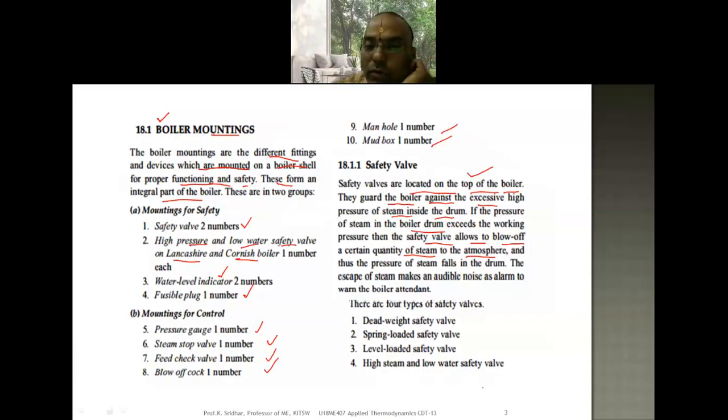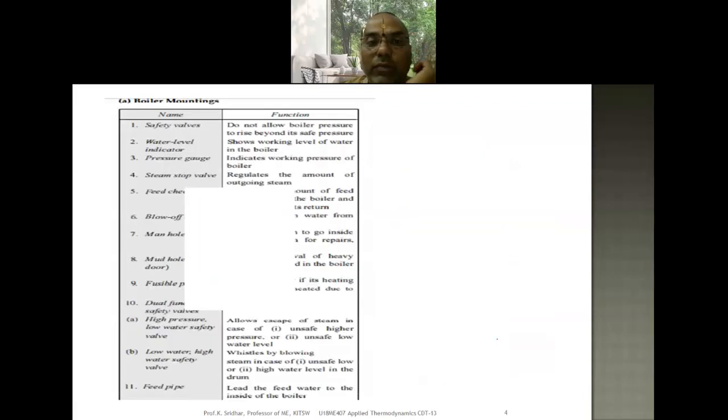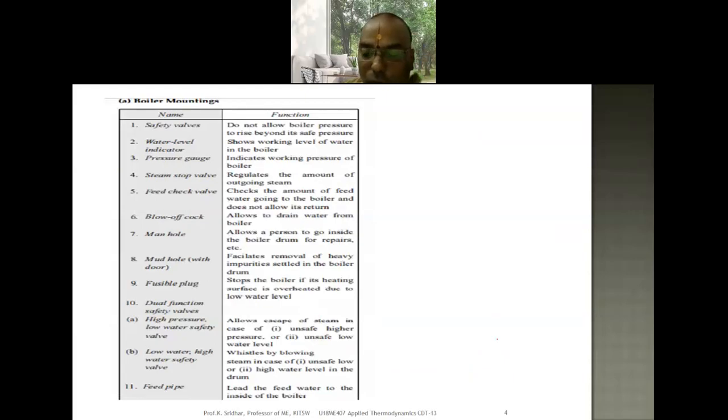There are four types of safety valves: dead weight safety valve, spring loaded safety valve, lever loaded safety valve, and high steam and low water safety valve. What type of safety valve is normally used basically varies from one application to another. So here I have given you the overall picture about the boiler mountings and the function of each and every device.